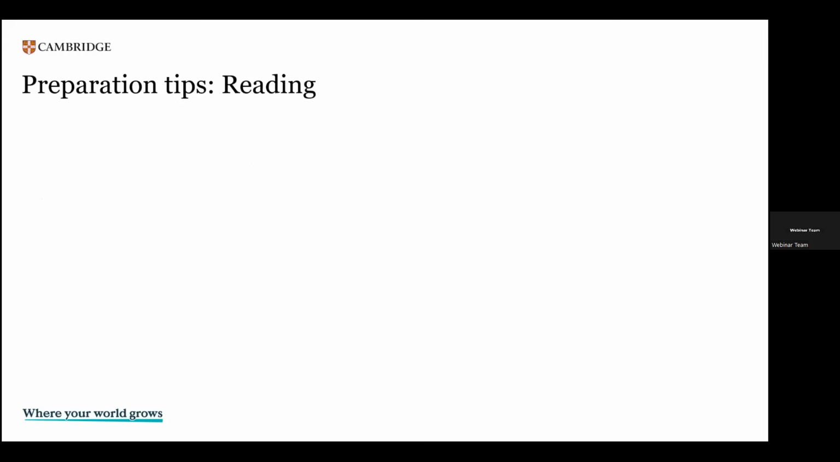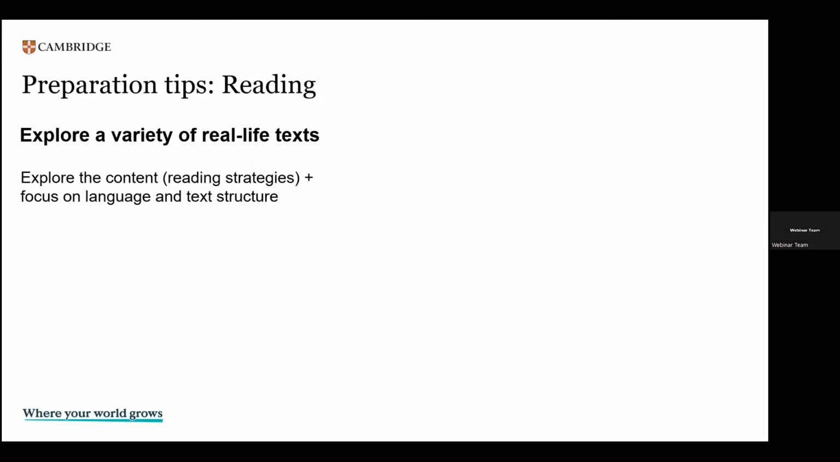So to prepare for reading, take a look at real life texts, but not just any text. Look for quite complex texts. You should be able to read quite complex language by this level. So magazines, for example, The Economist, The New Yorker, not the more popular magazines, but maybe scientific magazines or political magazines, even business magazines, where the language is going to be more challenging, shall we say.